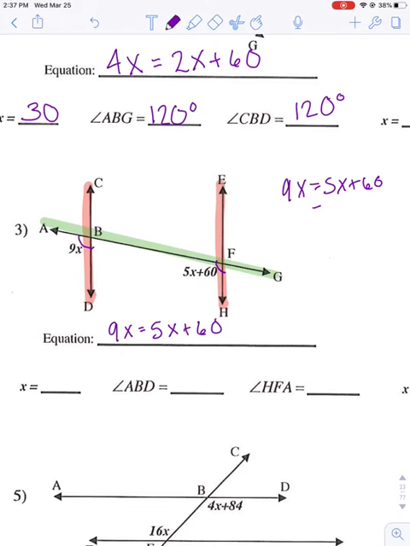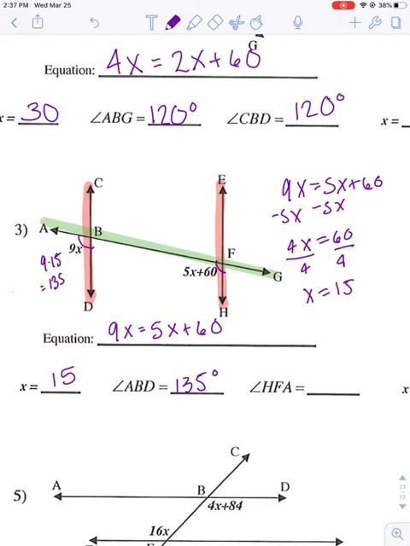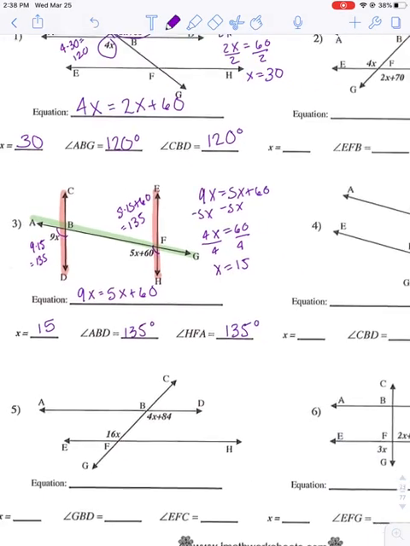When I solve that, subtract 5x from both sides, I get 4x equals 60. Divide both sides by 4, I get x equals 15. So x is 15, but there's no angle x. None of these angles are 15 degrees, so I don't put a degree sign. And then I have to do 9 times 15 to get 135. That is degrees. There is an angle that's 135 degrees. I should be able to assume that HFA is also 135 degrees, but you might want to plug in just to check, and that does equal 135.